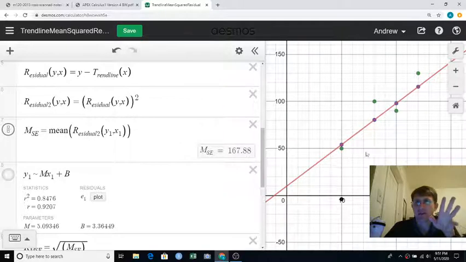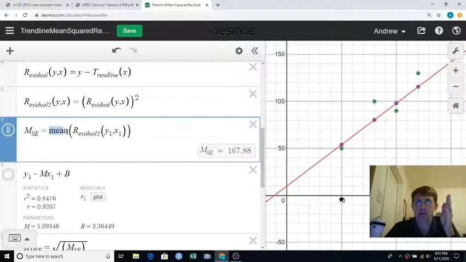Well, notice none of them are bigger than 50 or even 25, so it's kind of weird to say that the mean is 167 when none of them are that big. That's because the units here, I'm taking the mean of squared stuff. If this axis was in dollars, for example, then these residuals are in dollars, but the residuals squared are in square dollars, which doesn't even make sense.